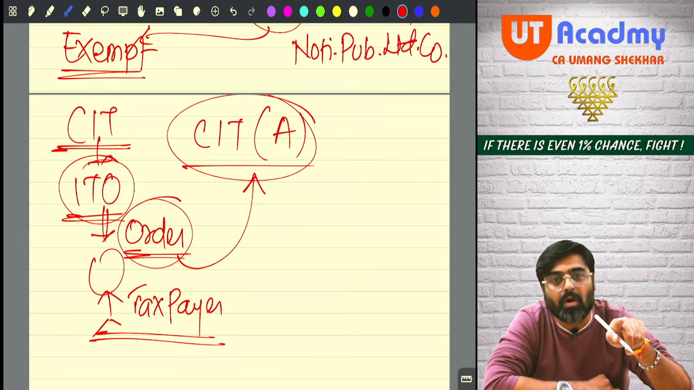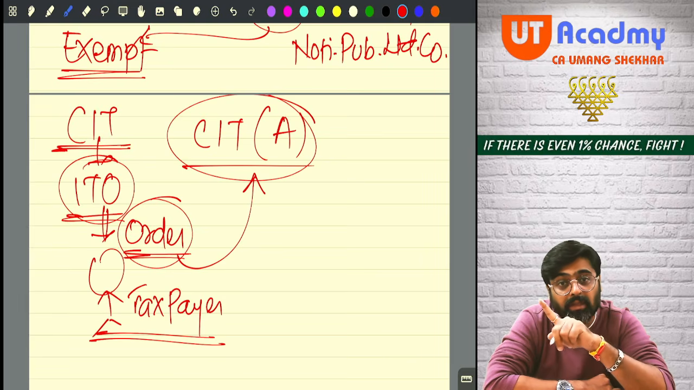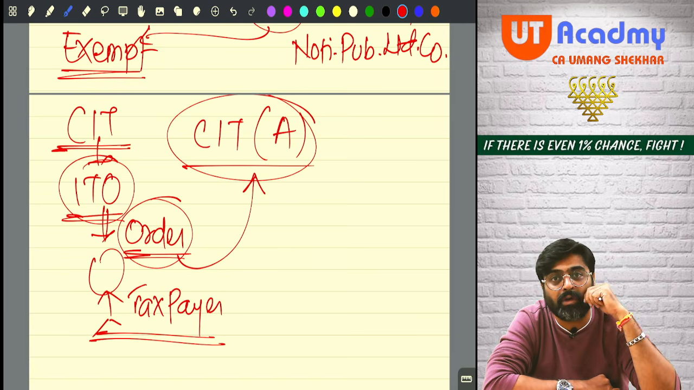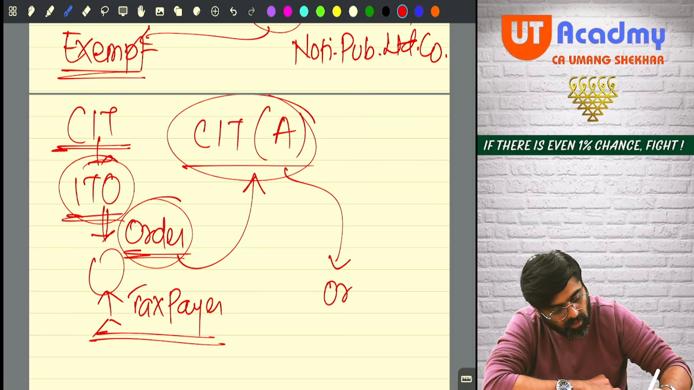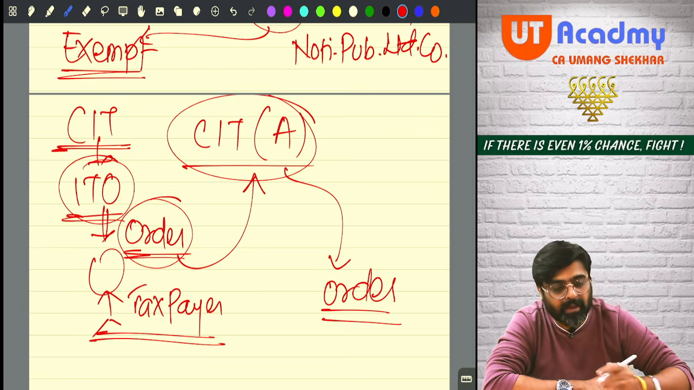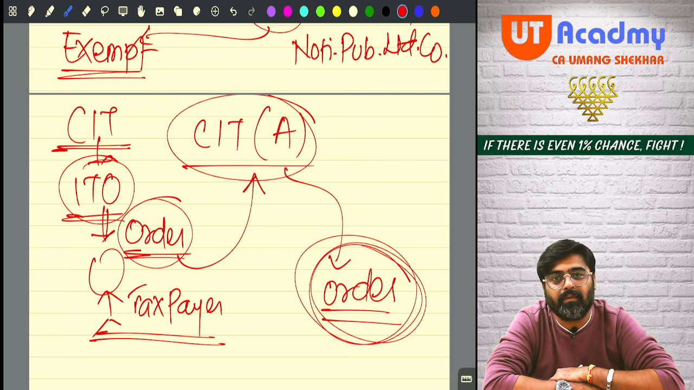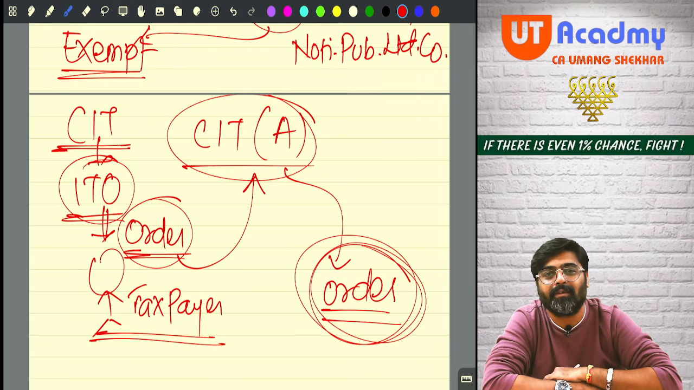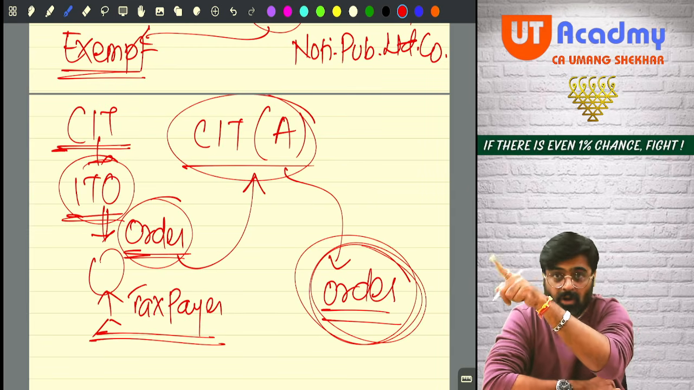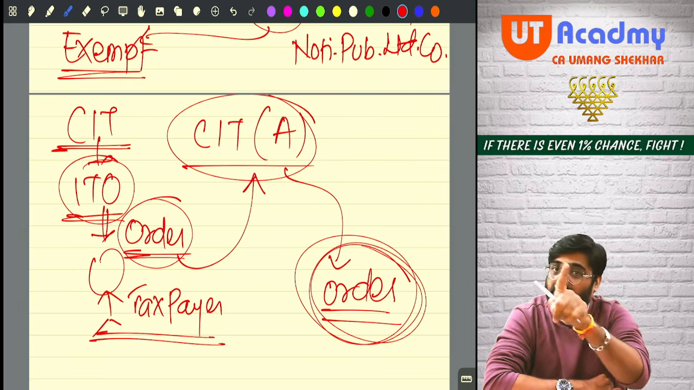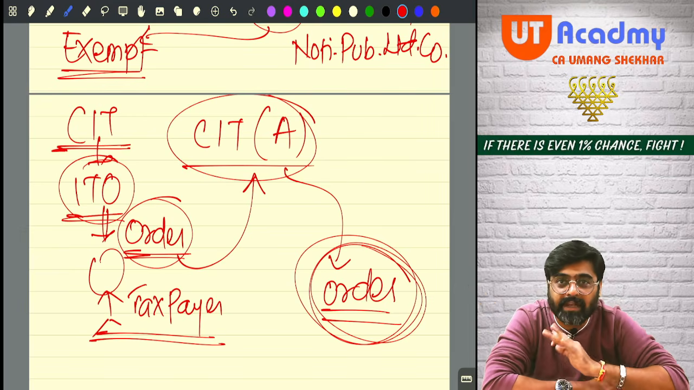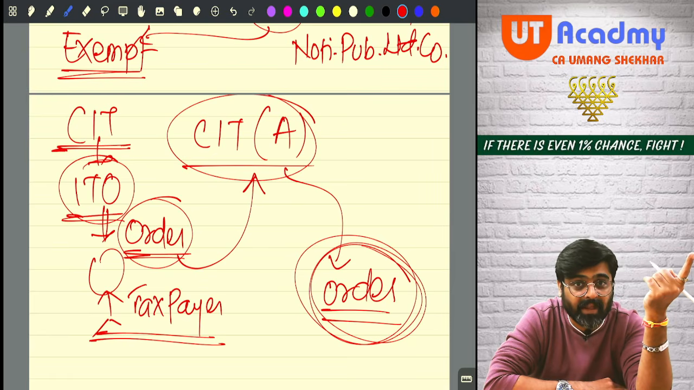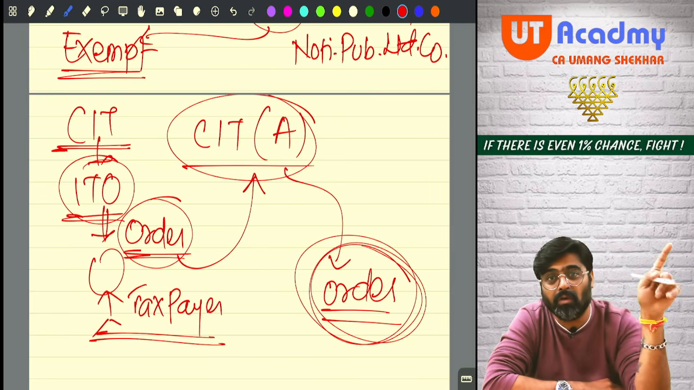And once you challenge your order, the CIT appeals will call the income tax officer also, and he will call you also. He will listen to both of you. Then the CIT appeals will pass an order. Now tell me, in the CIT appeals order, what can happen? He can say that whatever the income tax officer has said, you are supposed to pay this. Or he can say that no, his order is wrong. You don't pay this. I will tell him to cancel his order. Getting my point? Either you can win or you can lose. Or the department, the officers, can win or lose.